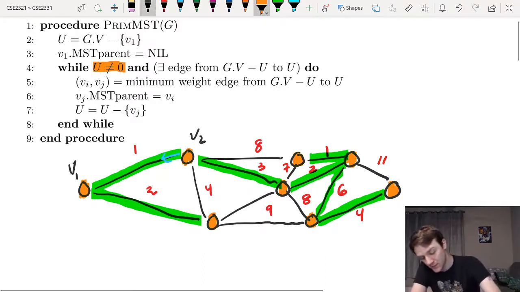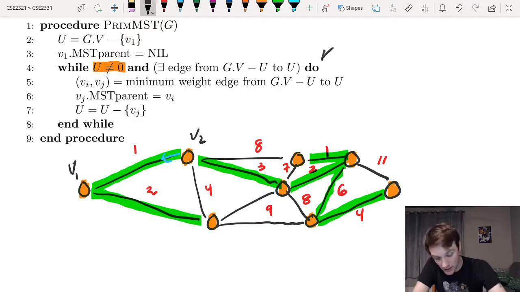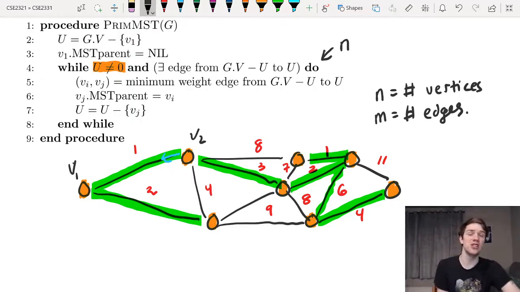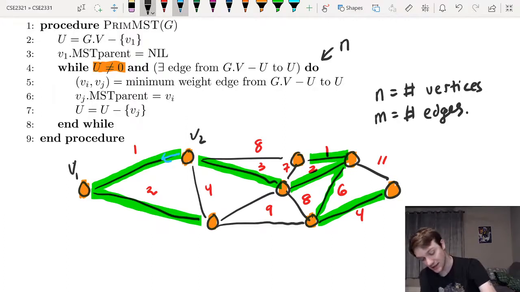So step 1 is how many times does this line run? Line 4, the while loop. Well, the while loop is going to execute for every single vertex. So it's going to run n times if n is the number of vertices. And if we let m be the number of edges, that might show up as well. The next line is a very cheating. So 2 of these lines are really easy. This line here of assigning the parent, and this line here of removing VJ. Those both take constant time.